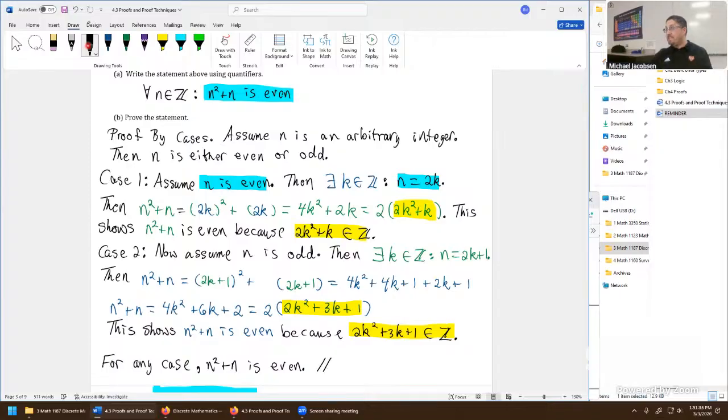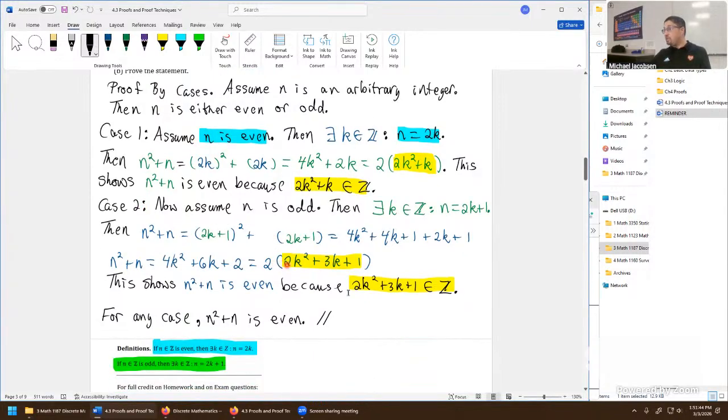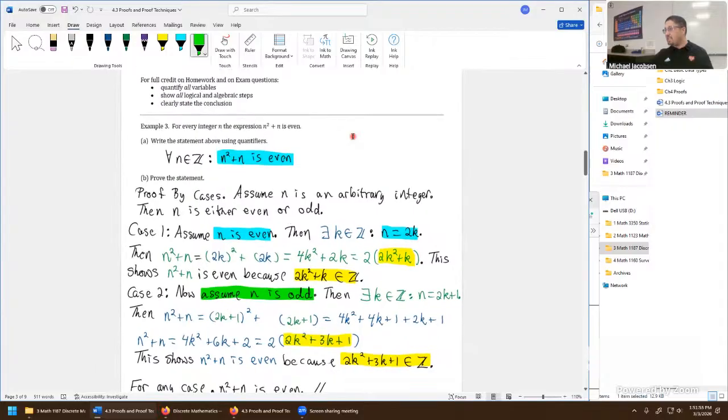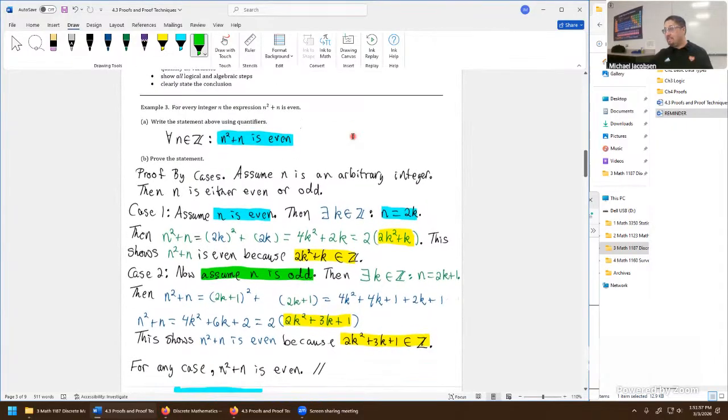In other words, it didn't matter what case occurred for n. Pick n to be an even integer or pick n to be an odd integer. We can always conclude n squared plus n came out as even. Here's the assumption that it's odd there. It's a lot to look at when it's all completely on paper. That's the downside of the proof by cases. If there's a way to get away from proof by cases, it's always the best thing to try.